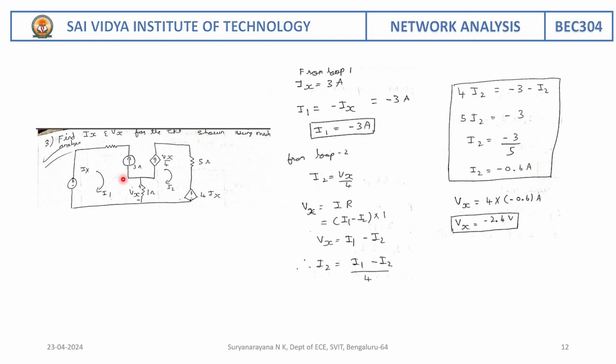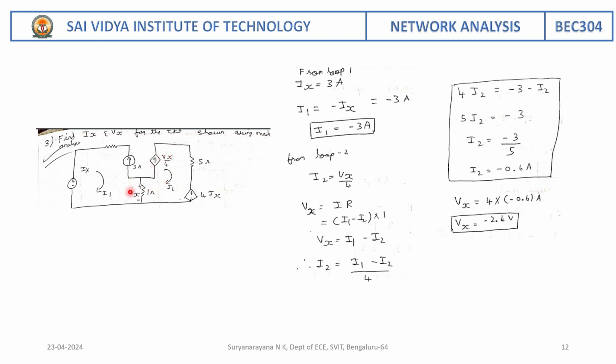So what is the direction of the assumed current? Clockwise direction. What is the current flowing? Anti-clockwise direction. Therefore, here we have to consider I1 is equal to minus Ix. So what is Ix? That is 3 ampere. Therefore, the current in mesh 1 is minus 3 ampere. So now let us come to the second loop. Here I2 is nothing but Vx by 4. This is the dependent current source.